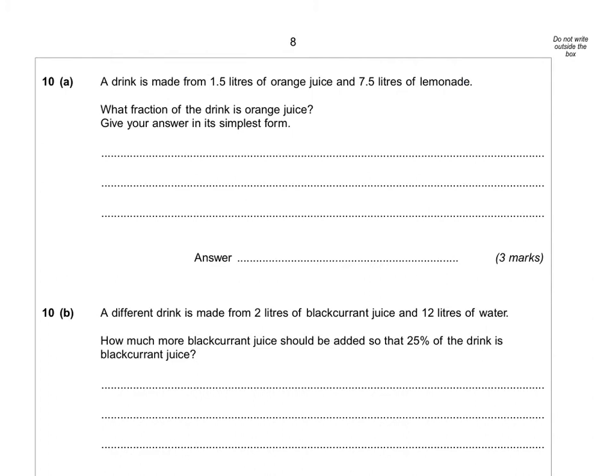Question 10, Part A. A drink is made from 1.5 litres of orange juice and 7.5 litres of lemonade. What fraction of the drink is orange juice? Give your answer in its simplest form.